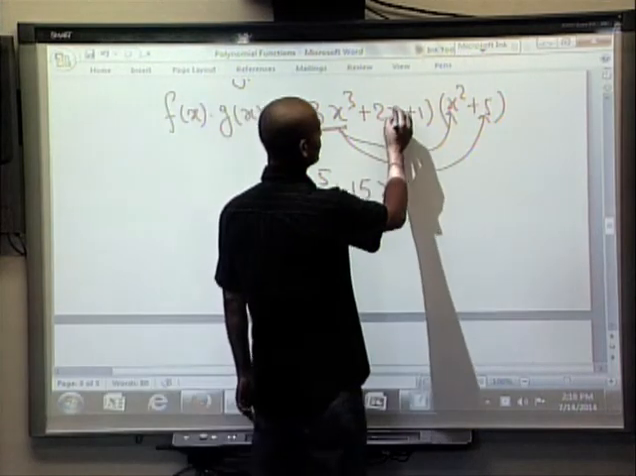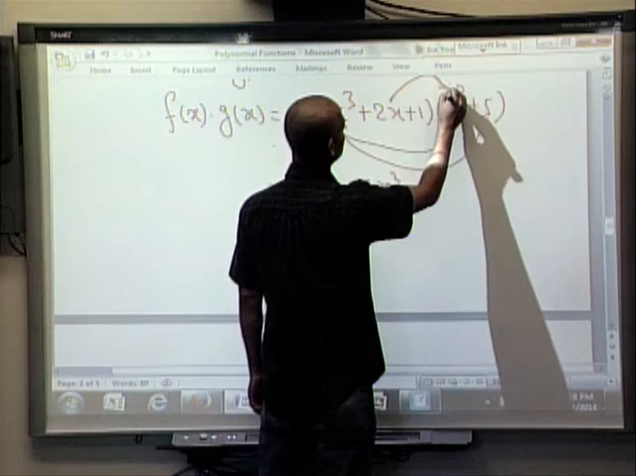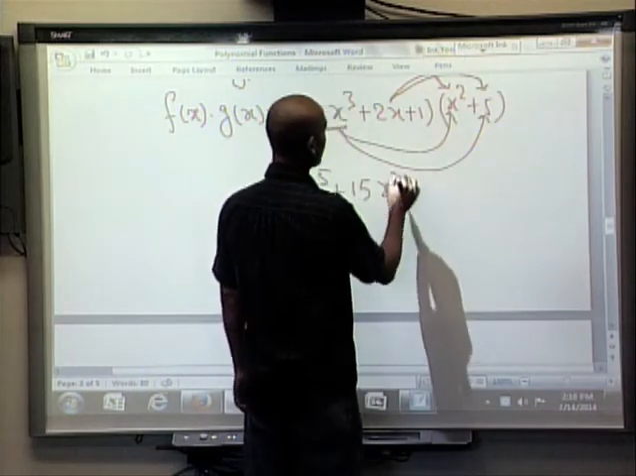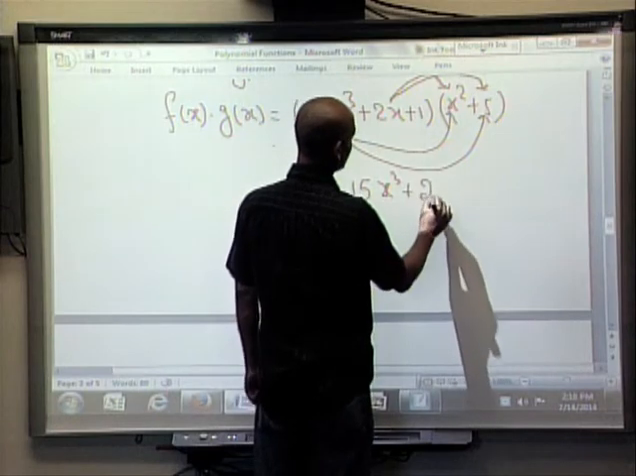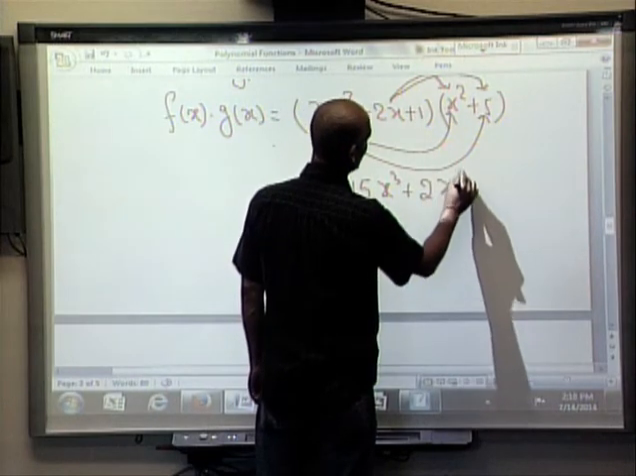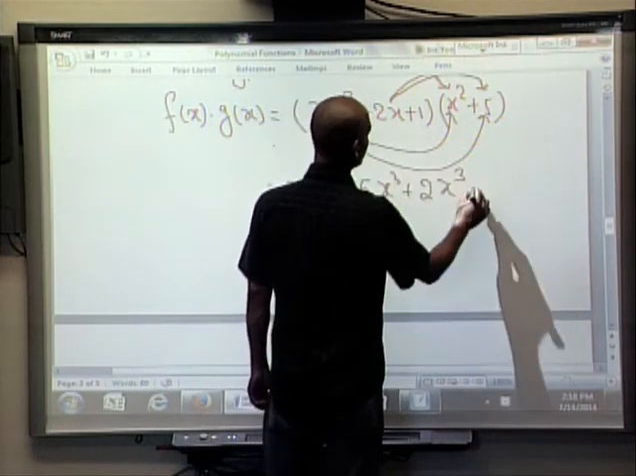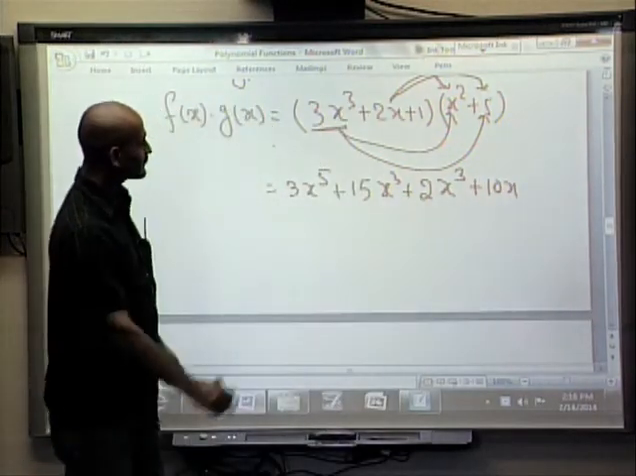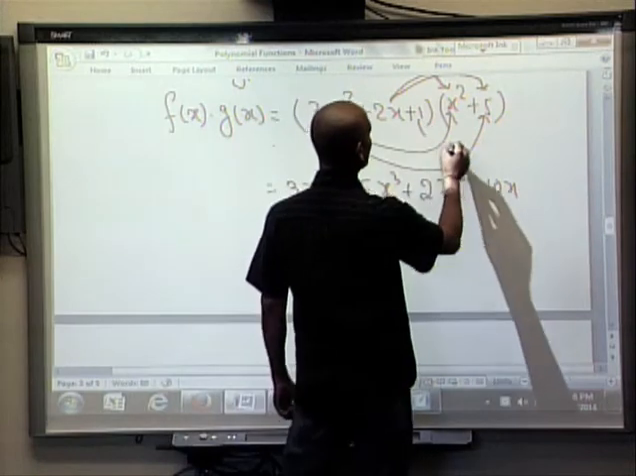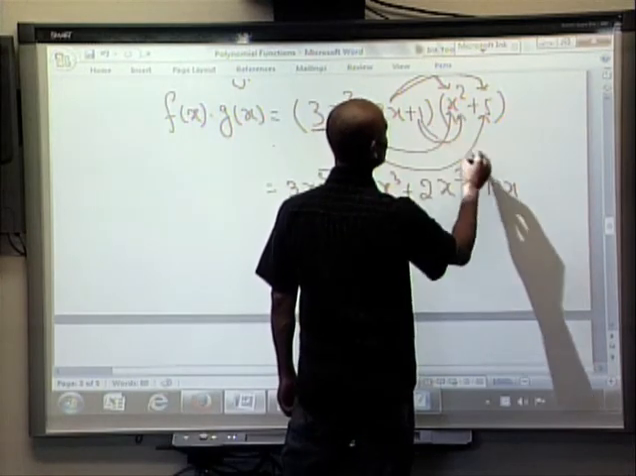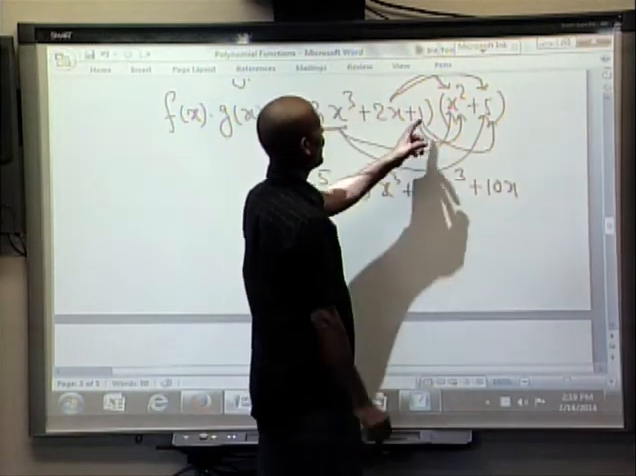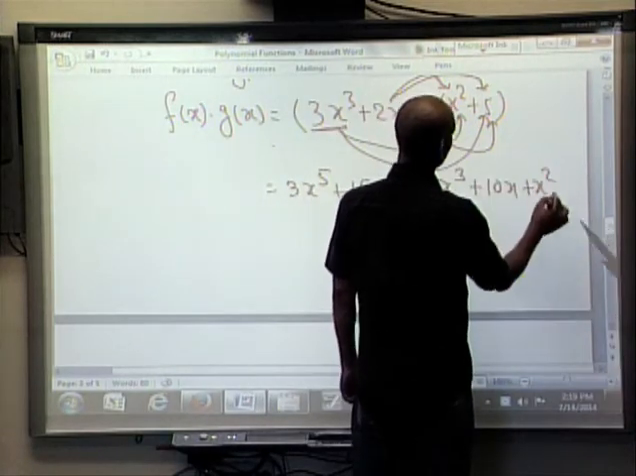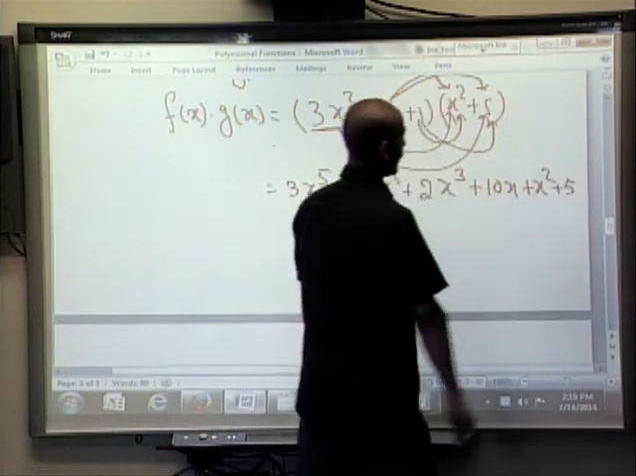Now, we will do the same thing, we will multiply 2x with x squared and we will multiply 2x with 5 as well. So, plus 2x multiplies with x squared gives us 2x cubed, 2x multiplies with 5 gives us 10x. Next, we multiply the 1 with x squared and we multiply it with 5 as well. 1 multiplies with x squared gives us x squared, 1 multiplies with plus 5 gives us plus 5.